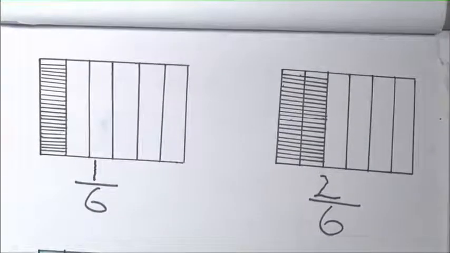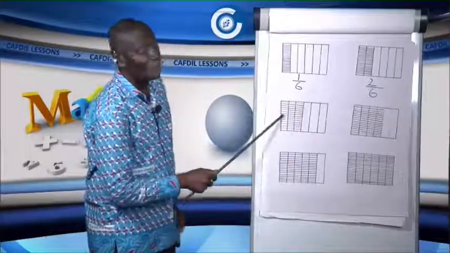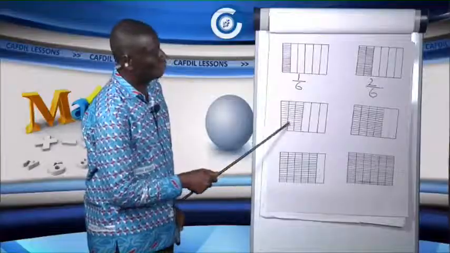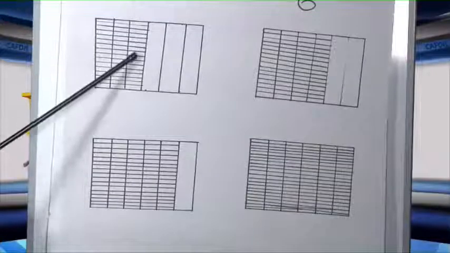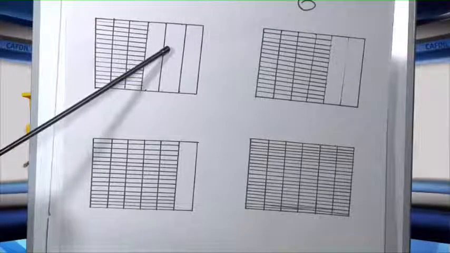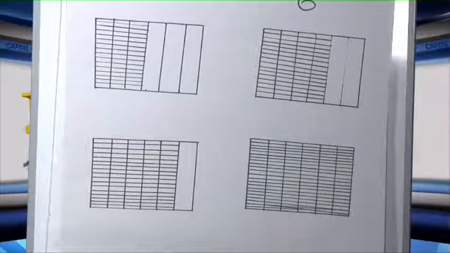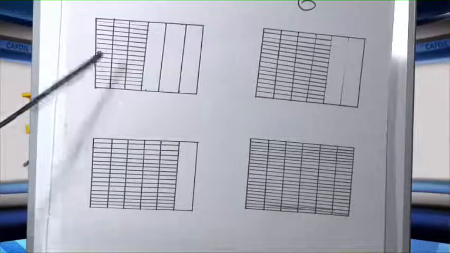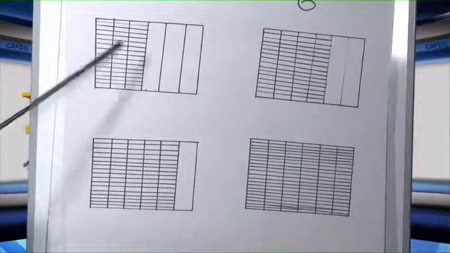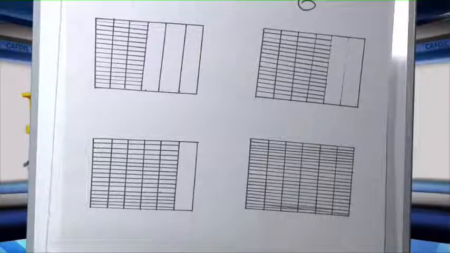Let us look at another rectangle. How many parts are in it? Count. 1, 2, 3, 4, 5, 6. How many parts have been shaded? 1, 2, 3. Children, what fraction has been shaded?